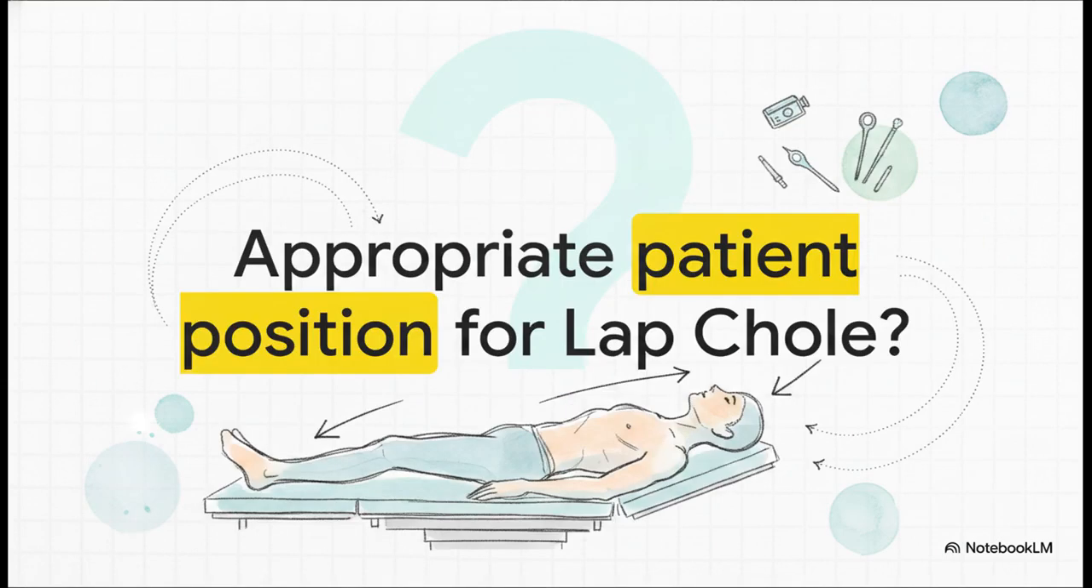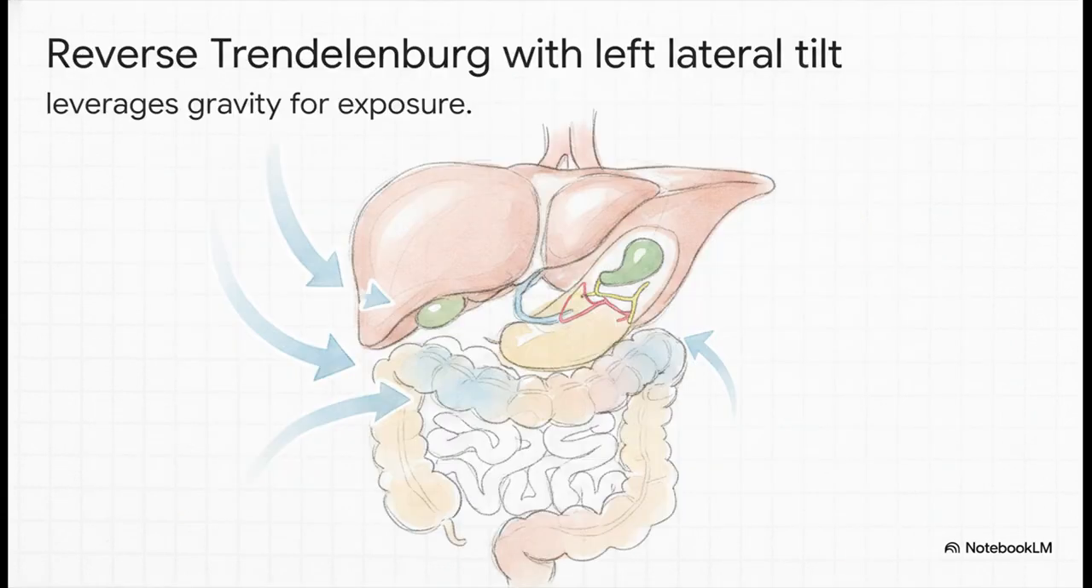Which of the following is the appropriate position while performing a laparoscopic cholecystectomy? A. Prone position. B. Trendelenburg position. C. Trendelenburg position with a right tilt. D. Trendelenburg position with a left tilt. Or E. Reverse Trendelenburg position with a left tilt. The correct answer is E.